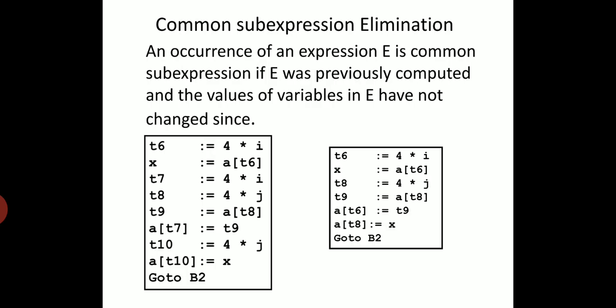You can examine one by one. This principal source of optimization is also asked as an essay. It is an important topic. Common sub-expression elimination. What is a common sub-expression? An occurrence of an expression E is a common sub-expression if E was previously computed and the values of variables in E have not changed since.